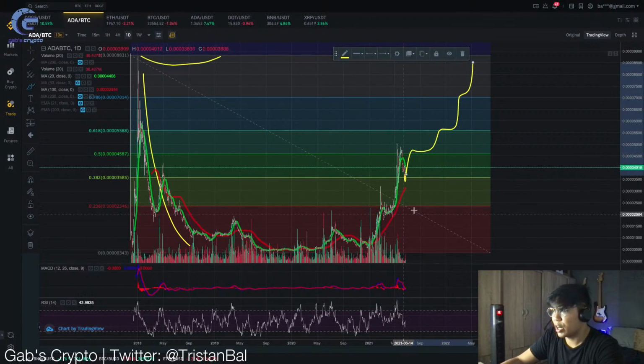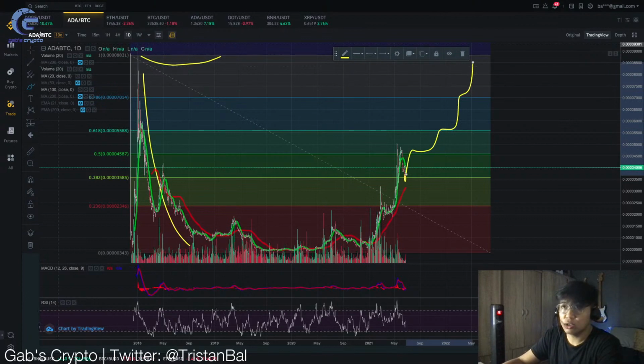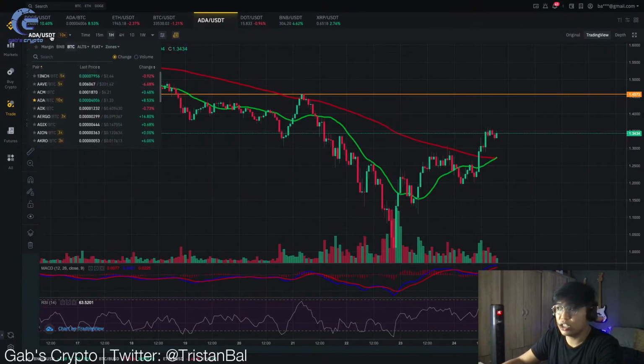And this is more likely a parabolic move in the Bitcoin dominance, not in US dollars. Because with US dollars, it means that is its actual value. The Bitcoin pairing is the performance. So, remember, if you want to know the performance of the coin, use the Bitcoin pairing. But if you want to know the actual value, then that's where you're going to use the US dollar.